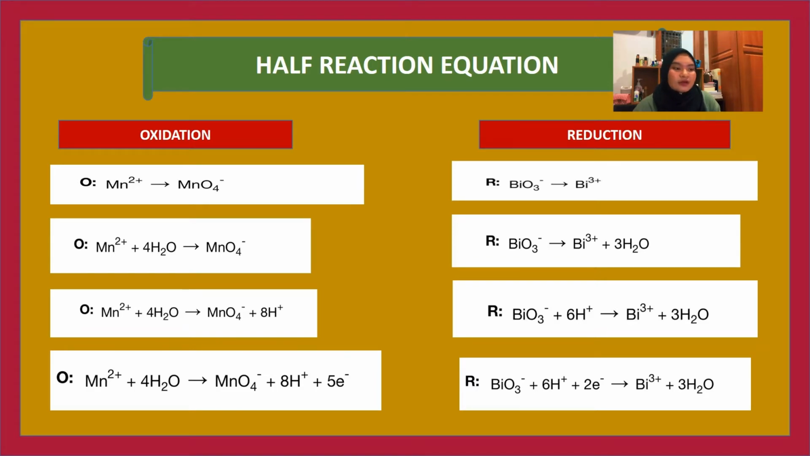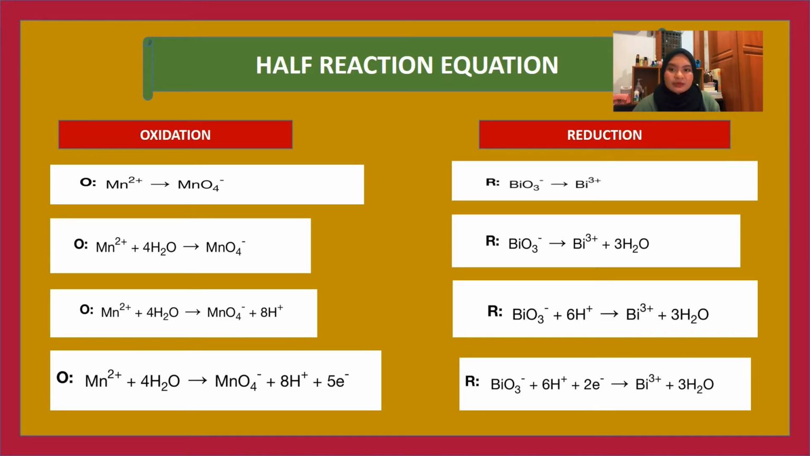If you look at the oxidation process, we add 4 water molecules on the left side, since there are 4 atoms of oxygen on the right side. While in the reduction process, we add 3 water molecules on the right side, since there are 3 atoms of oxygen on the left side.